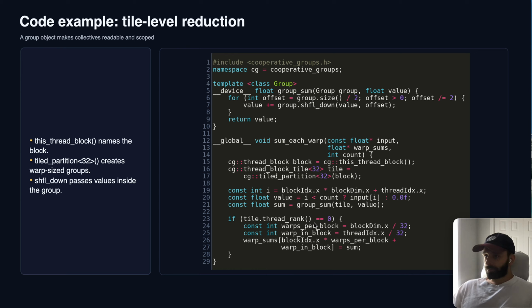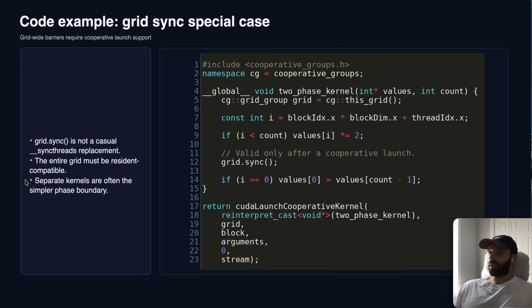And launches should use a block size that's obviously a multiple of 32, so every tile is complete, because you're dividing 32 and then dividing by 2 each time. And then there's a way to go beyond the block boundary here. You have grid-wide synchronization possible, but it's a special case.